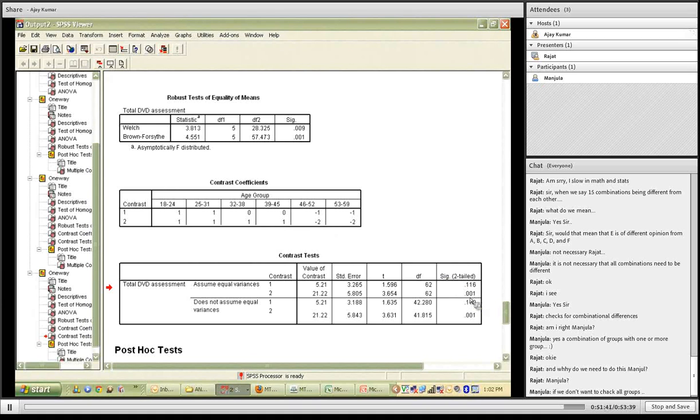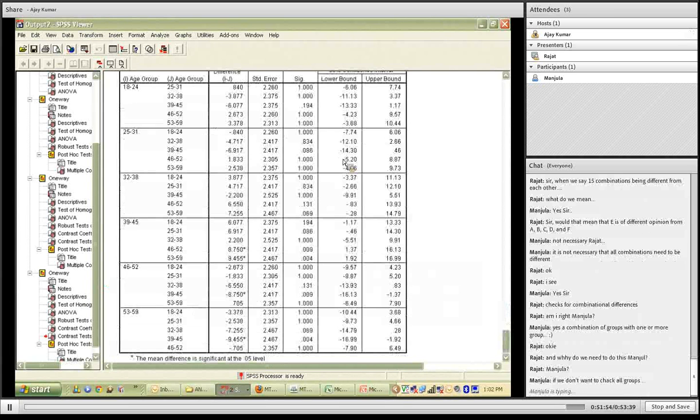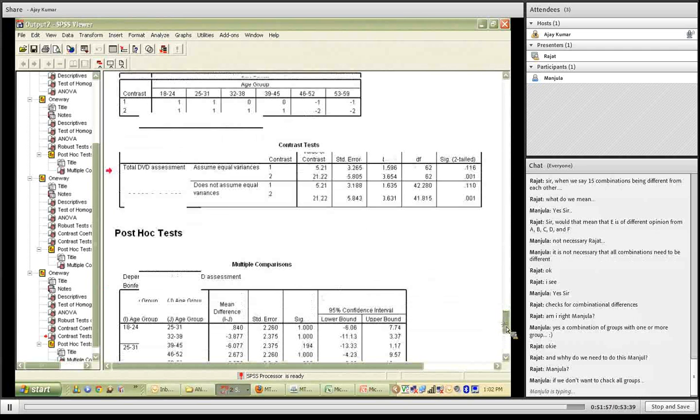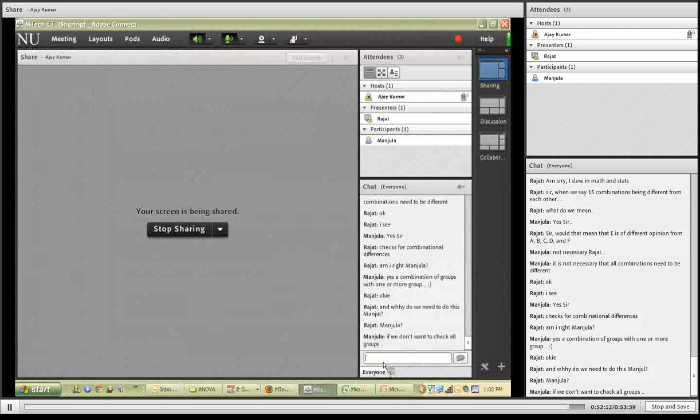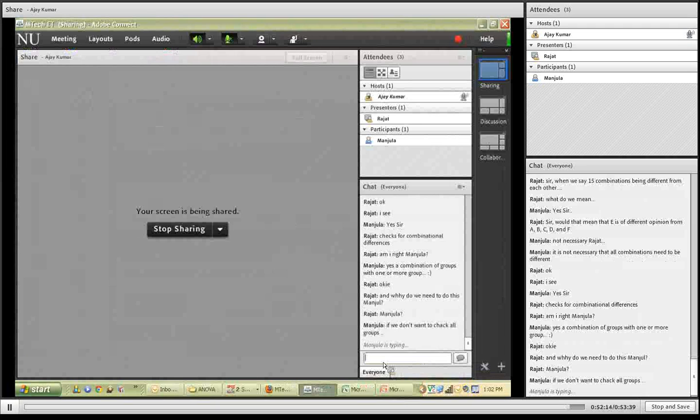We will not look at the below row because we have not assumed the variances to be different from each other, and that was told to us by the Levene statistic, right? So post hoc tests again will compare one by one. So this was contrast, post hoc tests and ANOVA for you. So if you don't want to check all the groups, then you don't do it, you simply do contrasts. You do not go for post hoc tests, you just go for contrasts.